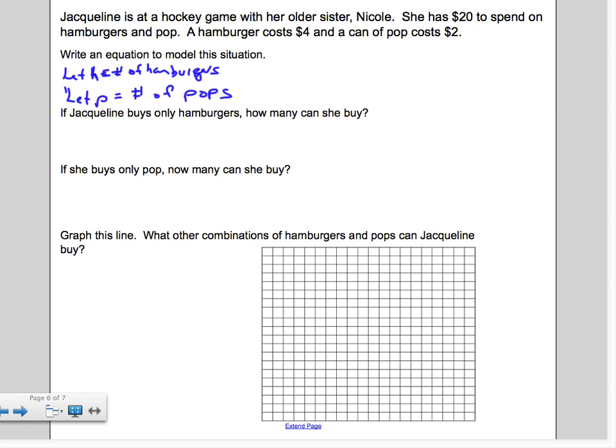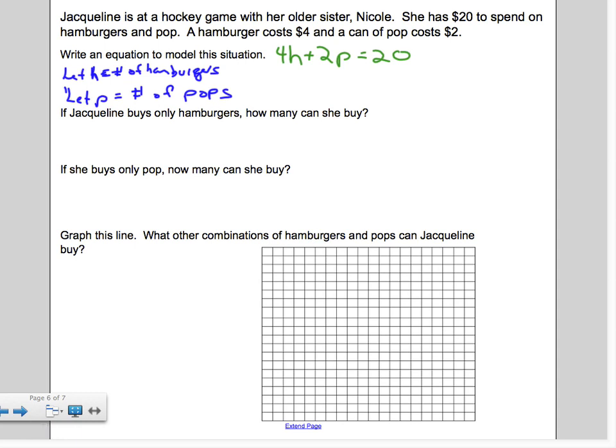Call it 4H plus 2P equals 20. 4H plus 2P is equal to 20. Yes. How'd you come up with that? Because it's $4 times the number of hamburgers plus $2 times the number of pops is equal to $20 because that's all she has to spend.